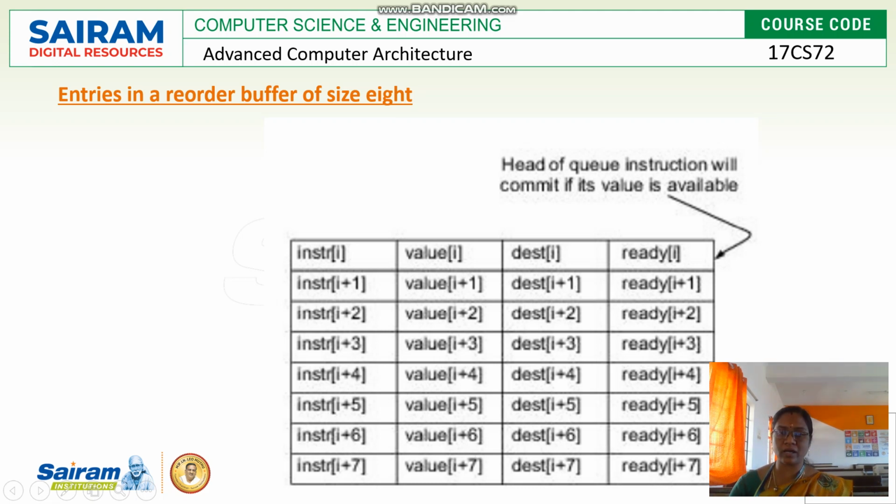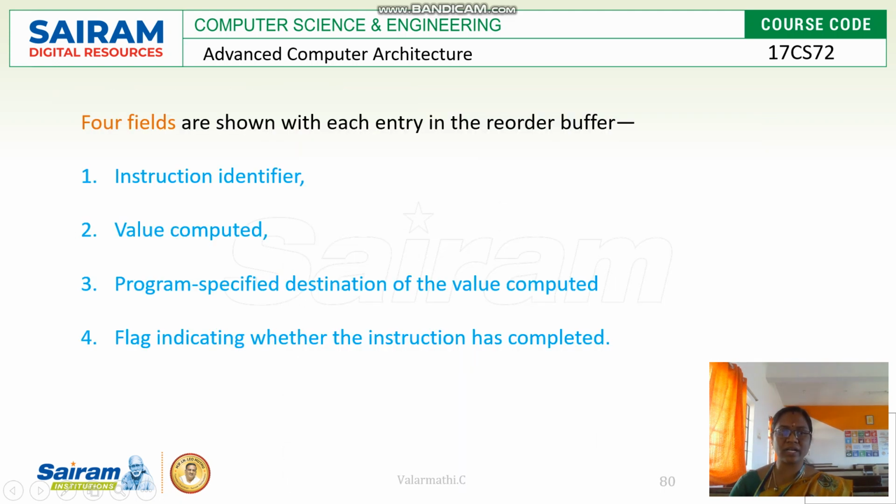It has four fields. First one is instruction type, second one is the value, third one is the destination, and fourth one is the flag indicating whether the instruction is ready or not. So the four fields in each entry of the reorder buffer are: instruction identifier, value computed, program-specified destination of the value computed, and a flag indicating whether the instruction has completed or not.